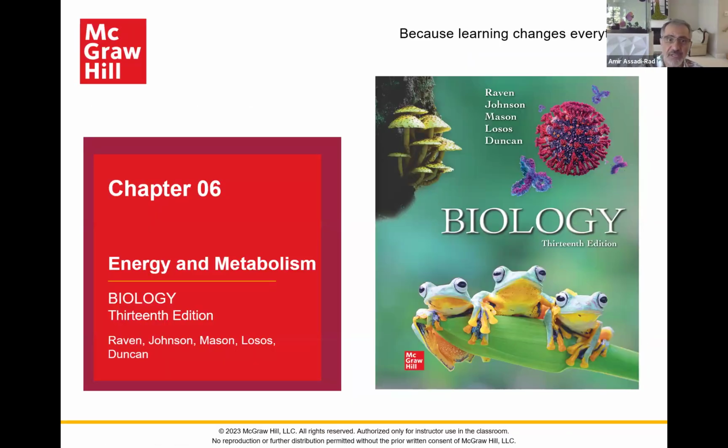Okay, the chapter is about energy and metabolism. The definition of energy, according to your textbook, is the ability to do work. Metabolism is the combination of anabolism and catabolism. Anabolism means building up. Anabolic steroids, you've heard of that? Building up. And catabolism means breaking down.